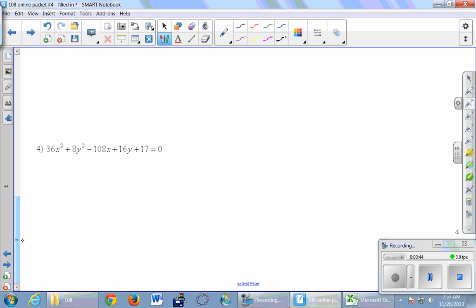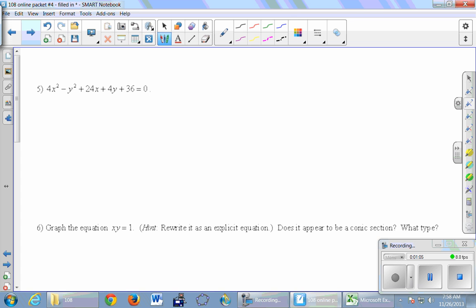Number four. All right, so this equation we're going to have to do some work on to get all the information that we need. But ultimately, there's an x squared plus a y squared, and I think that's going to make it an ellipse as well. We'll know more about that one after we complete the square. Number five, same kind of thing. This is an x squared minus a y squared. That's going to be a hyperbola. The directions for 6 are different, so we'll come to that later.